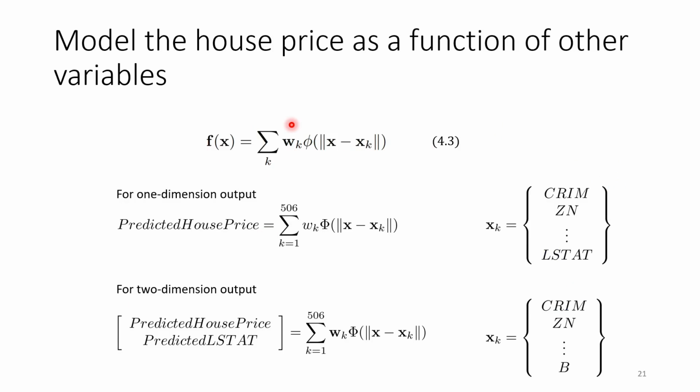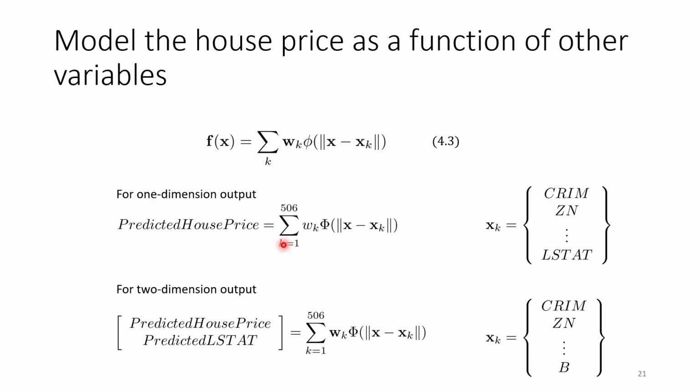Okay. So if we want to create a function like this, this is the kernel regression function. And what we need to do is to define the weight vector W and its every component Wk. Actually there are many possible equations. First, if we just want to regress the house price, then for the one-dimensional output, our output will be the house price, and all of our remaining features will be the input, like the xk.